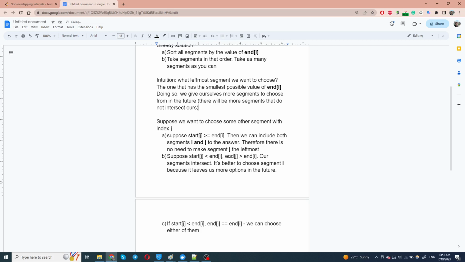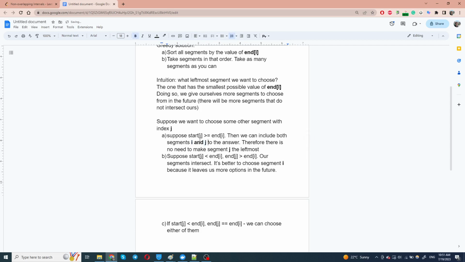Okay, now let me go a little bit more formal in my explanation. Suppose we want to choose some other segment with index j, and suppose that our segment is the segment with the smallest value of end, and it has an index of i. At first, suppose that start of j is bigger than or equal to end of i. Then we can include both segments i and j in the answer, and therefore there is no need to make segment j the leftmost. We can make segment i the leftmost, and include segment j in the answer as well.